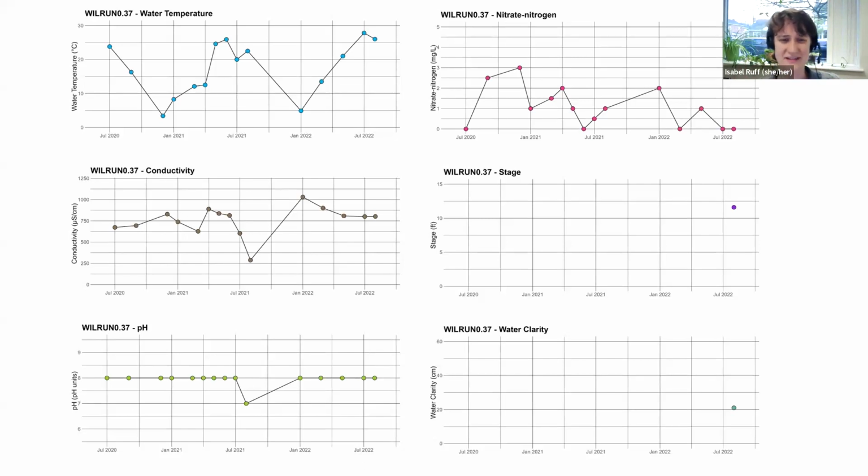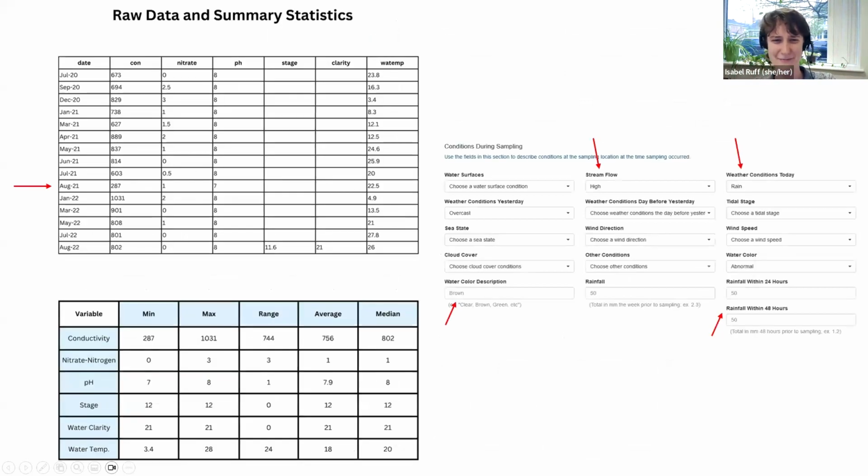But one of the things that really stood out to me is that dip down in conductivity in the summer of 2021. It really drew my attention. And so my first thought is to go into the raw data and see if I can figure out when exactly that is and what might be the story behind that. So you can see in the raw data that value is from August of 2021, and it is very much the minimum. You can see it's 200 as opposed to those higher values.